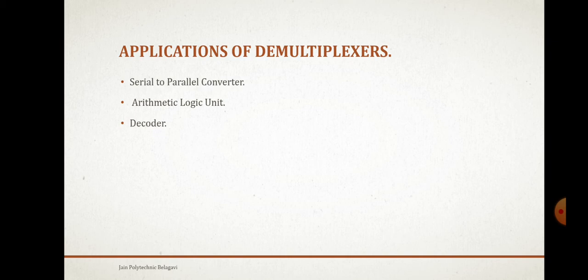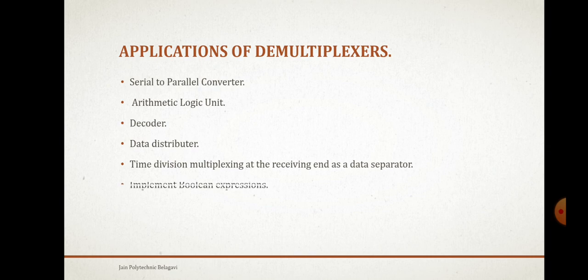It is also used in time division multiplexing at the receiving end as a data separator, and it implements boolean expressions. Those are the applications of demultiplexer circuits.